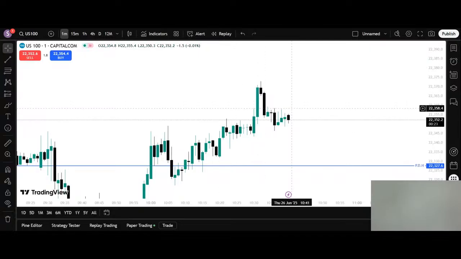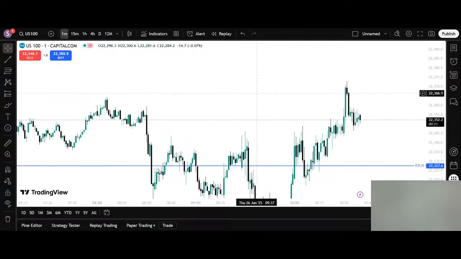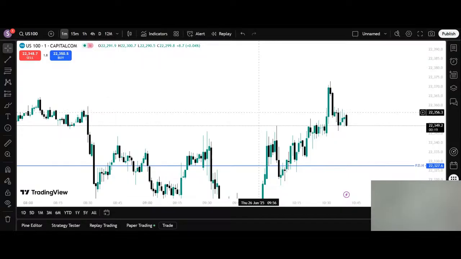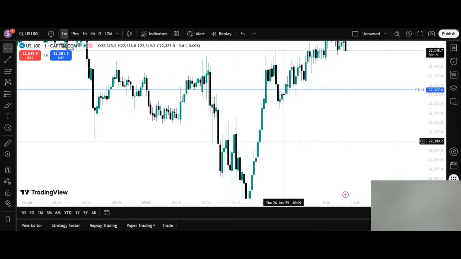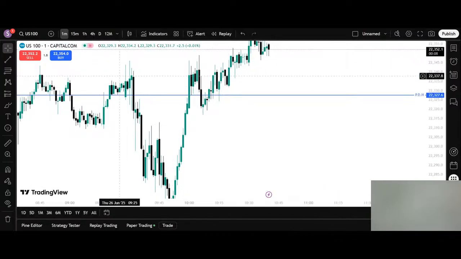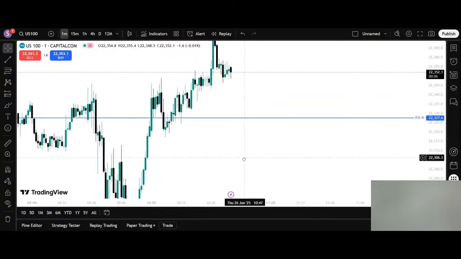Price seems to be stuck there a little. Let's see if our dream scenario plays out. If it plays out, it would be great. It's currently 10:41 now, so approximately 4 minutes left.